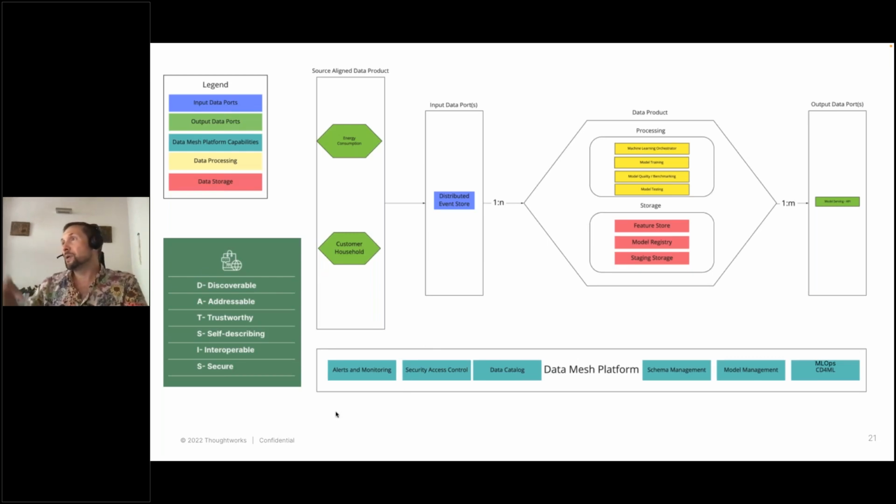So in this case, of course, we have some storage. We need a feature store, a model registry, a staging storage. To the lower right, we have a whole kind of Pandora's box of ML Ops things. And within that, of course, we'll probably have some CD4ML stuff, some DVC, all sorts of different things that we think we need so that we can be discoverable, addressable, trustworthy, self-describing, and interoperable, right? And secure.